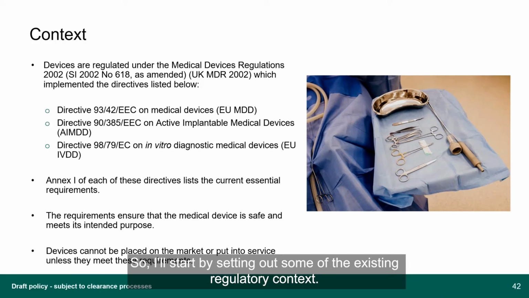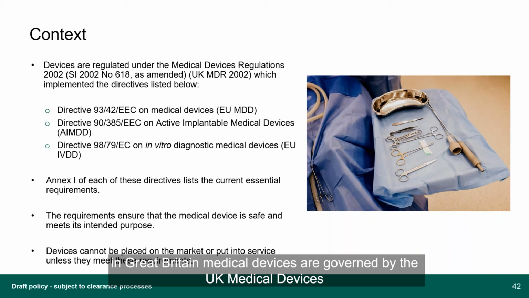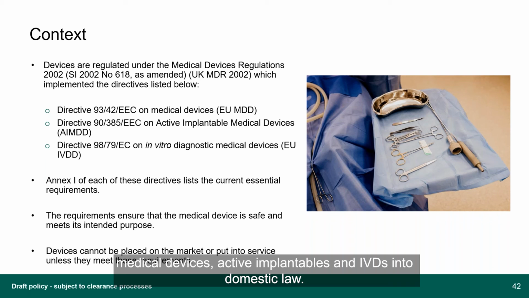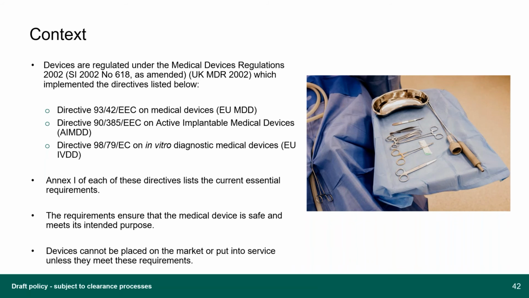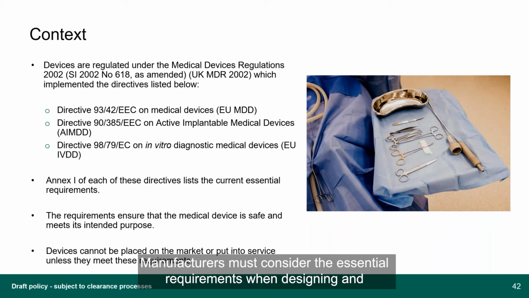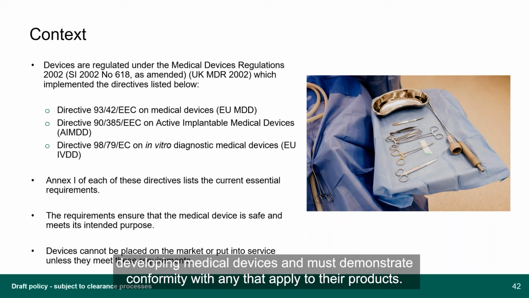Great, so I'll start by setting out some of the existing regulatory context. So as previously mentioned, in Great Britain, medical devices are governed by the UK Medical Devices Regulations, which before leaving the EU transposed 3 directives covering medical devices, active implantables and IVDs into domestic law. So therefore, our current regulations are based on 3 directives, and our essential requirements are found in Annex 1 to each of these directives. So manufacturers must consider the essential requirements when designing and developing medical devices and must demonstrate conformity with any that apply to their products.